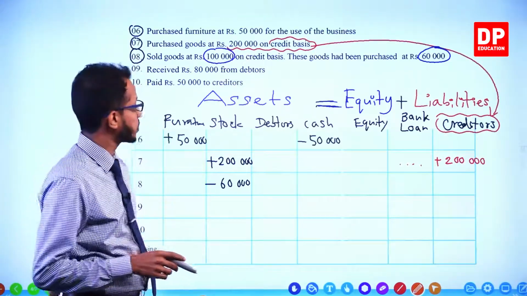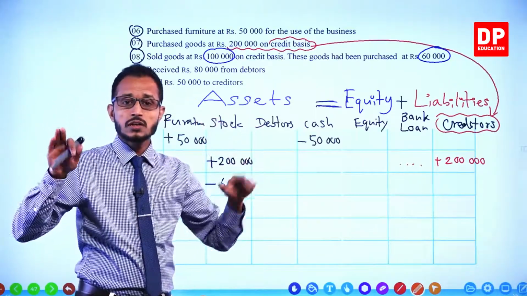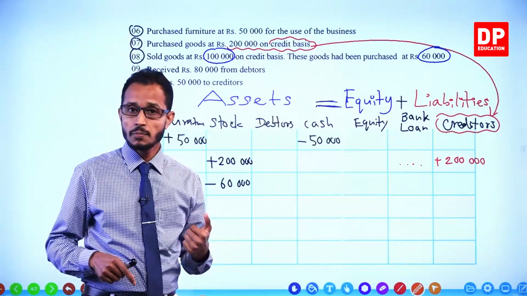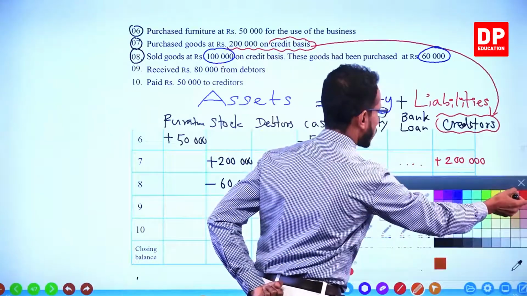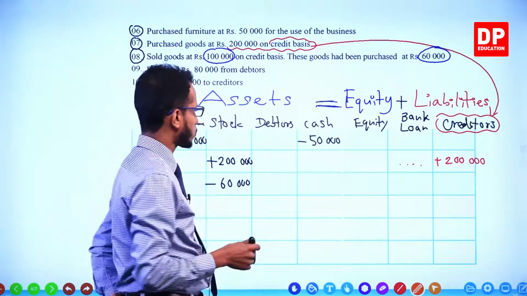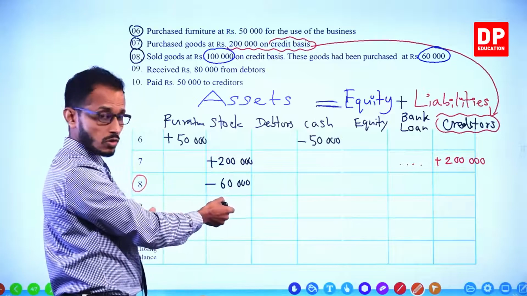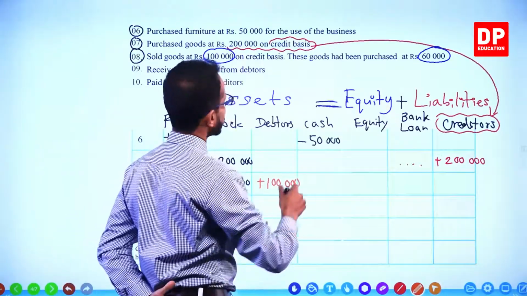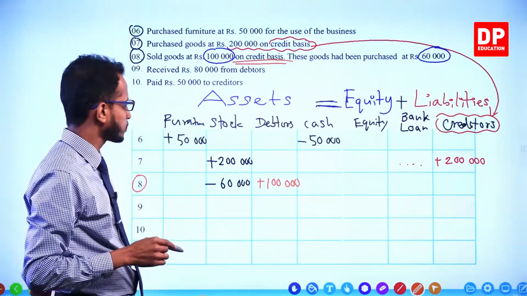Credit basis means, children, the goods sold for 100,000 was sold to a customer who did not pay us, then those customers become our debtors. That's right. So according to the 8th transaction, children, 60,000 goods stock decrease, but debtors increase by 100,000. It's not cash, it's on credit basis.